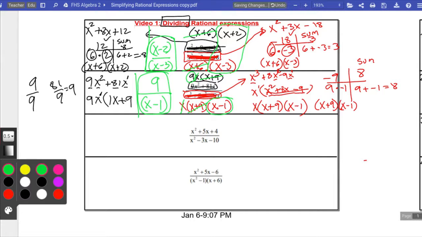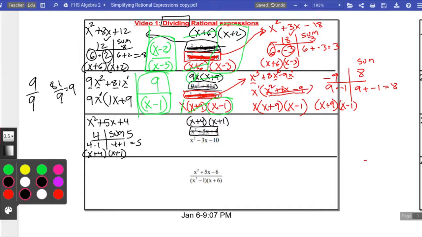Moving on to number 3. All right, so you take this one, you bring it to the left. Now factor. All right, so you take the 4, and their sum got to be 5, right? So what two numbers multiplied to 4 add up to 5? 4 and 1. Because if you do 4 plus 1, you get 5. So your parentheses will be x plus 4, x plus 1.